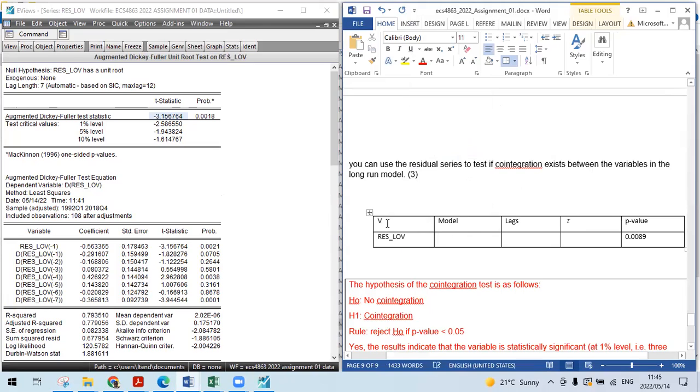This is the variable, right? This is the variable. The model is none, isn't it? We use none, right? Then the lag length, it's 7. What is the tau or the ADF? This is the ADF. We're just trying to present our model in such a way that we will not miss some stuff. The ADF, I'm copying this ADF, I'm putting it here.